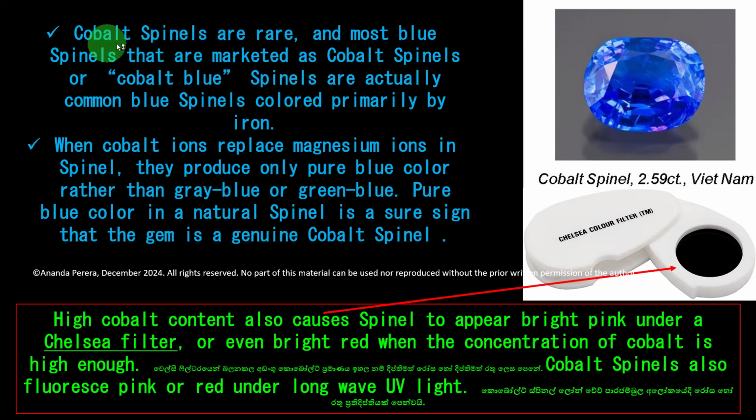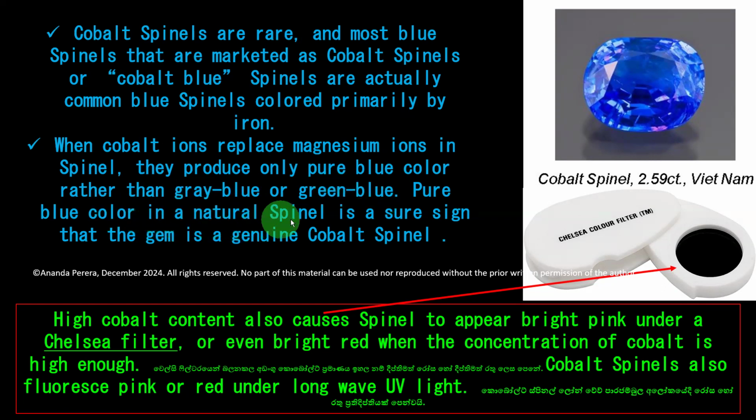There are a lot of certificates and stones, and they say cobalt spinels, but those are not cobalt spinels. Remember this: when cobalt ions replace magnesium ions in the spinel stone, they produce only a pure blue color rather than gray blue or green blue.